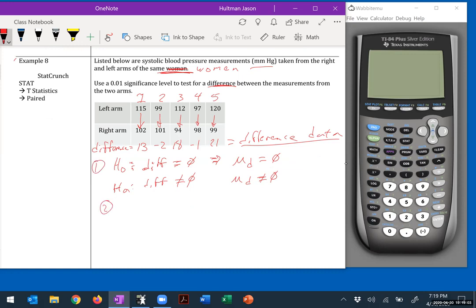2, let's do a one sample t-test, which is just called a t-test. Why is it one sample? Because we've already calculated the differences. We've already done that ahead of time because it's paired data. Now, I could let the calculator do this for me.